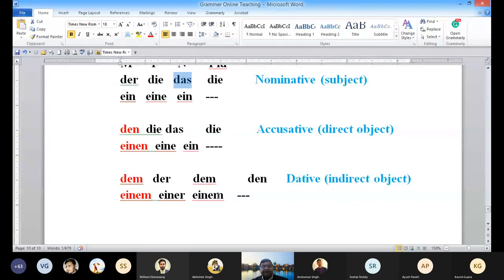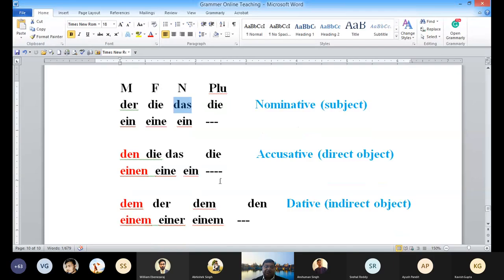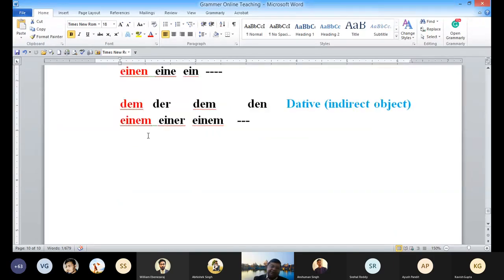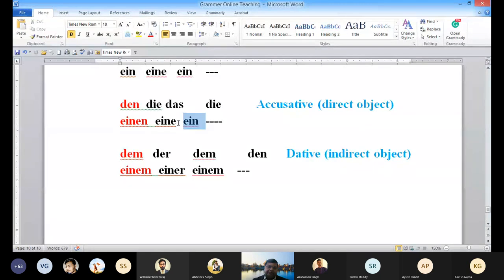Dative. So the same thing in grammatical term, nominative, accusative, and dative. So who, what, whom. And accordingly, your article form will change. Means dative means indirect object. Then you have to choose depending on the gender any one of these articles. If the noun is direct object, you have to choose anyone from this group. If the noun is subject, you have to choose some article from this group.